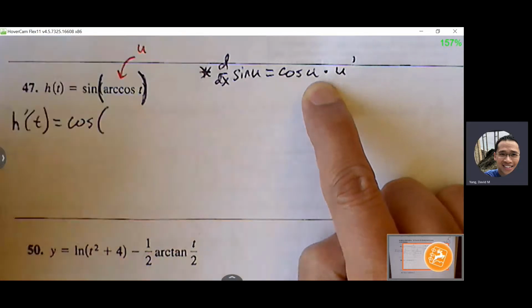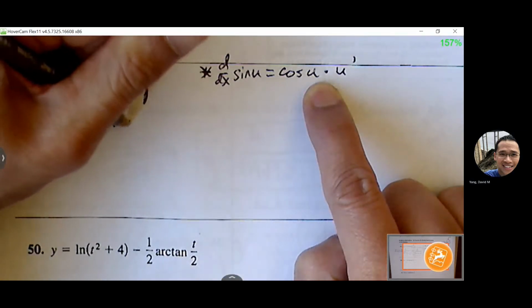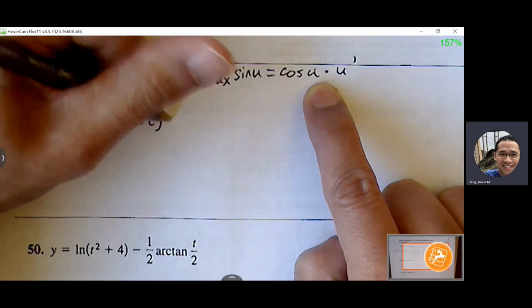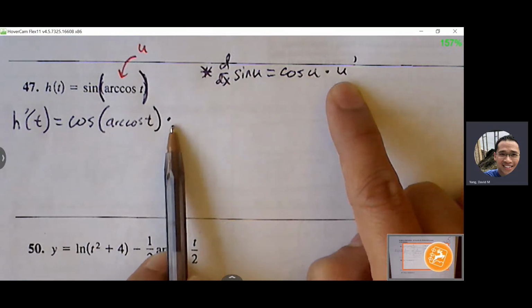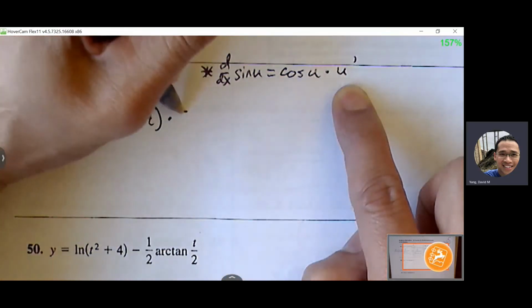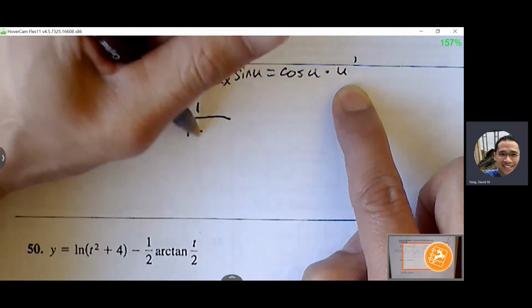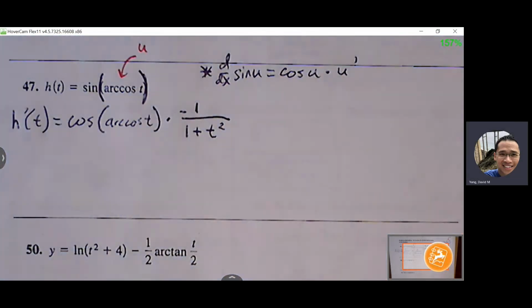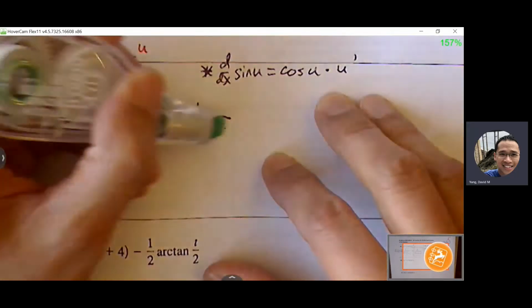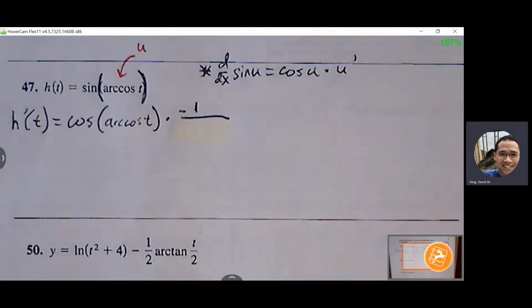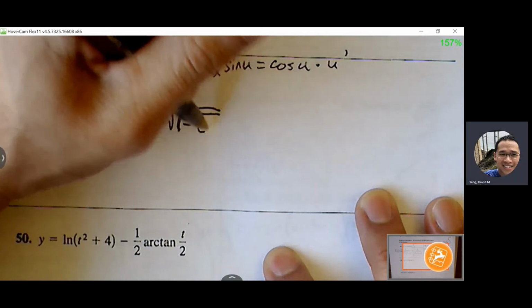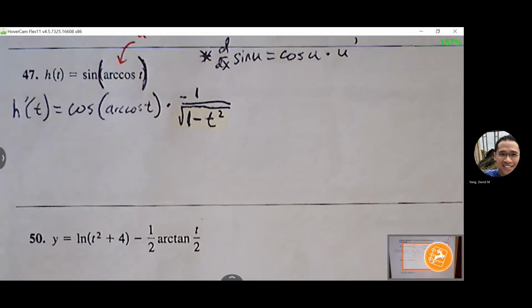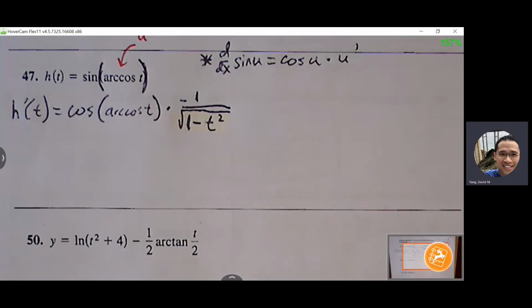Cosine of u times u prime. Arc cosine is pretty much the same thing as arc sine, just with a negative in front. Negative u prime over square root of 1 minus u squared. Okay, questions so far here?